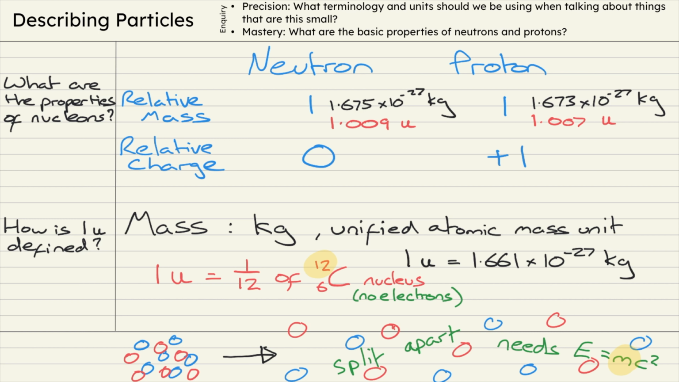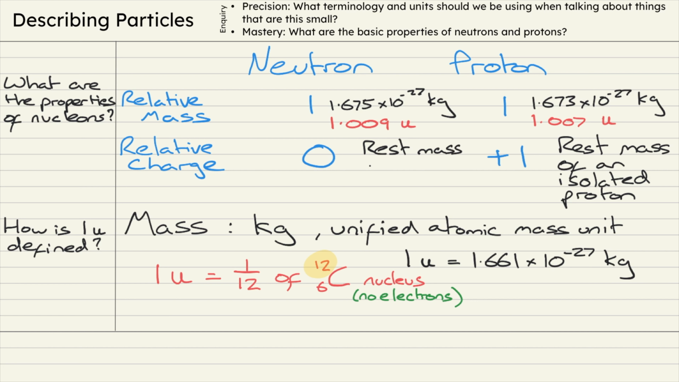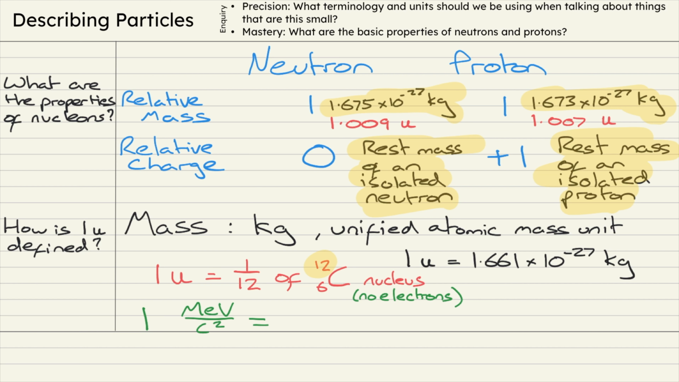And that also means our values of mass for the nucleons should really be defined as the rest mass of an isolated proton and the rest mass of an isolated neutron. Don't worry about the explanation, you just need the definitions. That equation, E equals mc squared, also means we have another unit for mass. Now it's a long explanation, so I'll put it in another lesson video. But the result is that 1 mega electron volt over c squared is equal to 1.8 times 10 to the minus 30 kilograms.